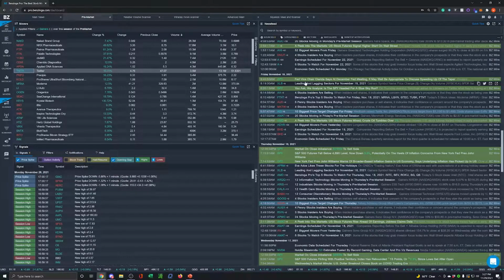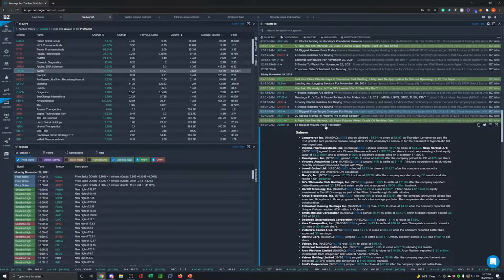Last week, I did not trade much, and I don't regret it, but there were a couple of things that I missed. If you had this software and were checking this newsfeed, you would have been able to catch a really great trade. So from November 19th of 2021, 54 biggest movers from yesterday, which would be the trading day before November 19th, you're going to have the top stock for that day. You're going to see that LGVN shares climbed 135% to close at $6.87 on Thursday.